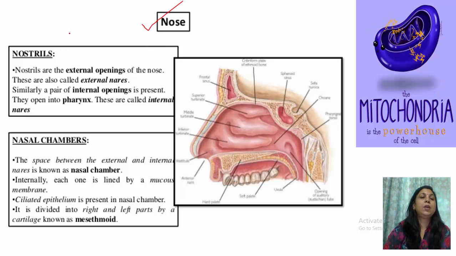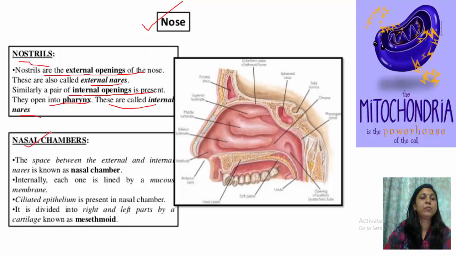Now the first step in the exchange of gases starts in the nose. The nose has two openings which are known as nostrils. Nostrils are the external openings of the nose. These are also called external nares. Similarly, a pair of internal openings is also present, and they open into the pharynx, which are known as internal nares. The openings which we can see outside the body are known as external nares, and the same openings at the end which open into the pharynx are known as internal nares.